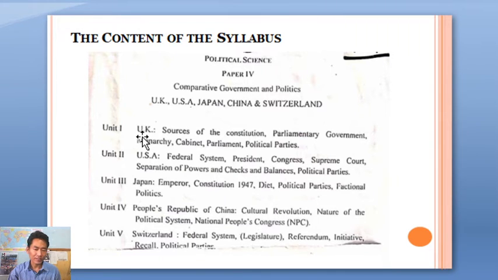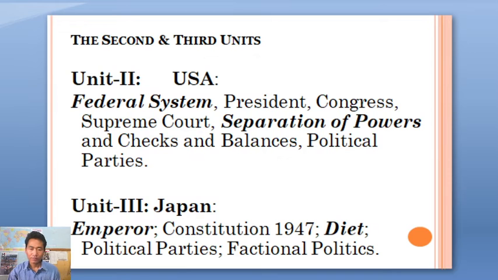The first unit has the Constitution of UK, the second has USA, the third Japan, the fourth People's Republic of China, and the fifth Switzerland. However, I'm not going to take all the units. I'll be taking up only the second and third unit, whereas the remaining units will be taken up by other teachers. In the second unit, there is the Constitutions of USA.